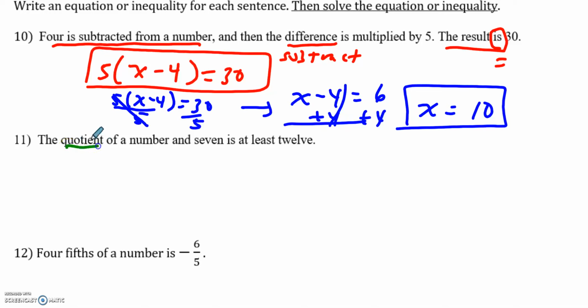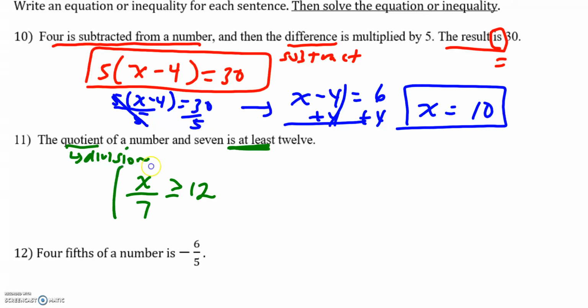The quotient. Quotient is the answer to a division problem. So the quotient of a number, let's call it x, and 7, I'll write it as a fraction, is at least 12. Now, as soon as you see the phrase at least, that should spark not an equation, but an inequality. So at least means that 12 is the smallest number you could possibly have. So it's going to be 12 or above. So it would be greater than or equal to 12.